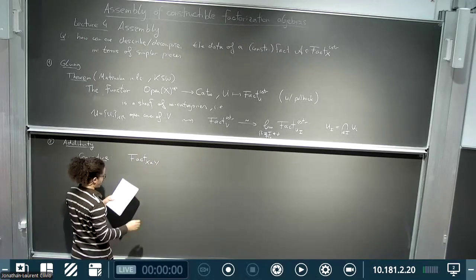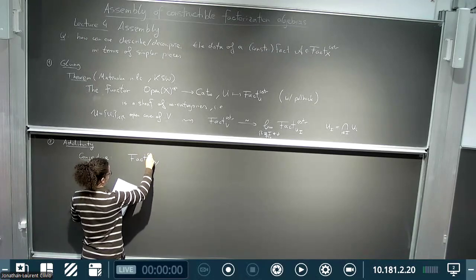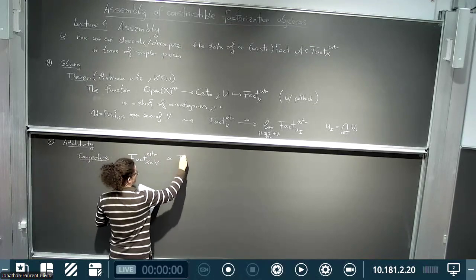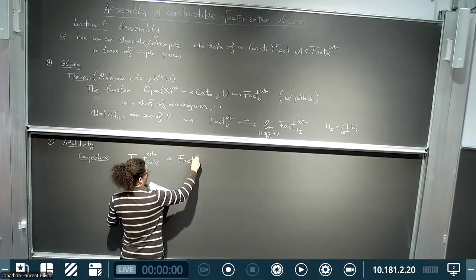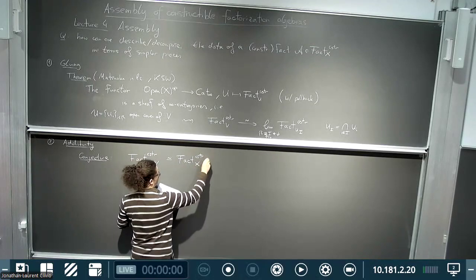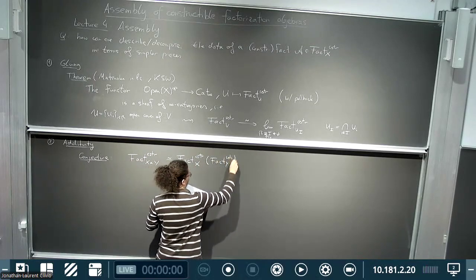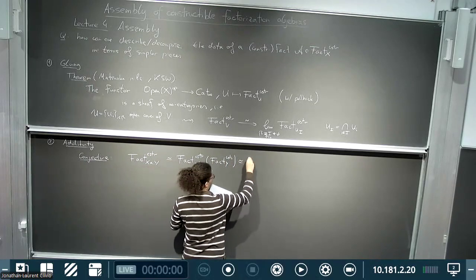The claim is that constructible factorization algebras on a product should be the same as constructible factorization algebras in constructible factorization algebras, or of course the same the other way around.